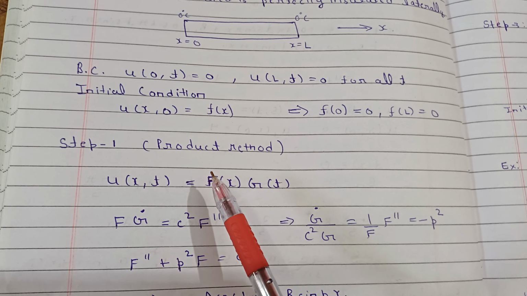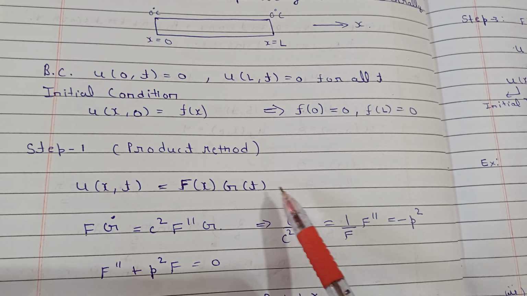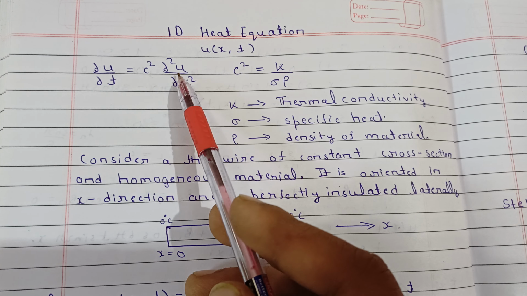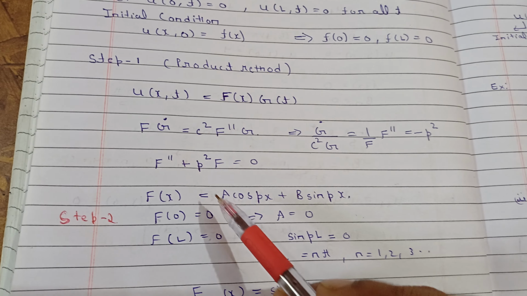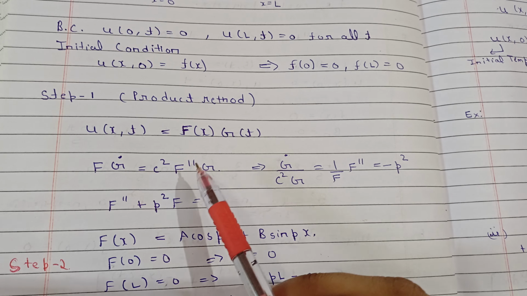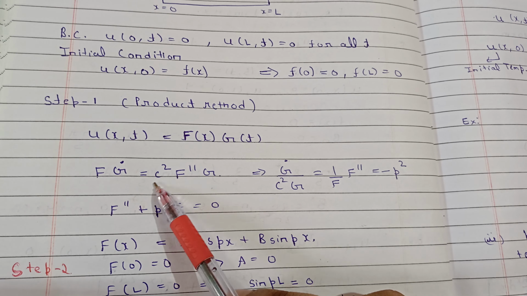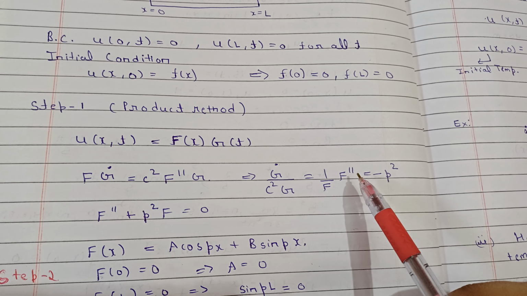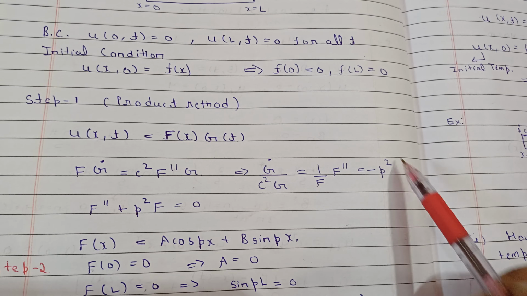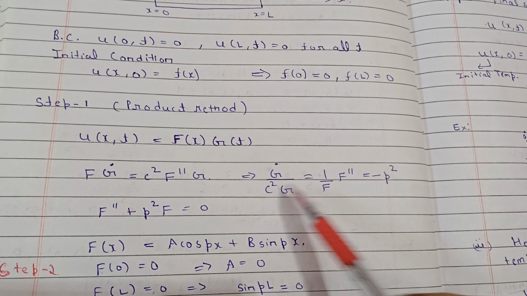So step 1: you know that we will use the product method to solve this differential equation. So we will assume u = F G. This equation will give you F Ġ = c² F'' G. Now separate the variables, take the F terms with F and the G terms with G. It will give you Ġ/(c² G) = F''/F, and take these equal to some constant, a negative constant, −p². Now we have two equations, first with this, second with this.